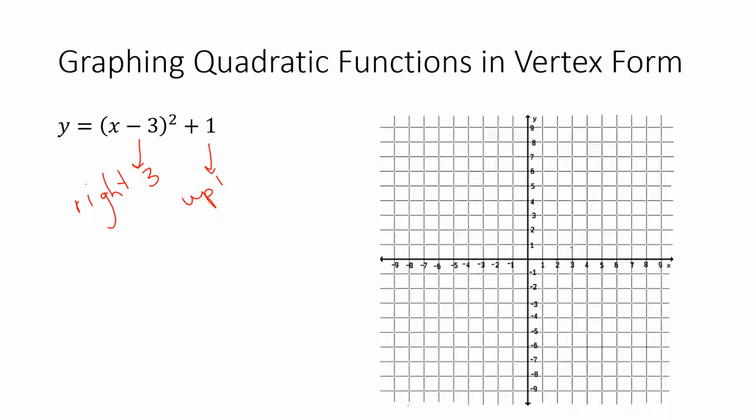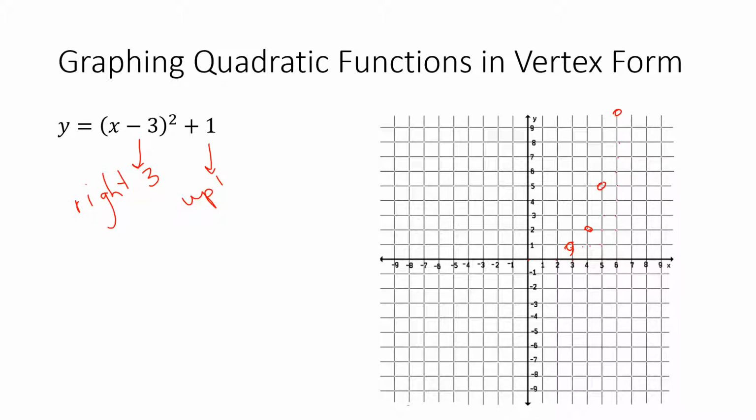So I'm going to start with this vertex. And I'm going to go over 1, up 1. That's my second point. Now back to the vertex, I'm going to go over 2, up 4. That's my next point. Now back to the vertex. Now I'm going to go over 3, 1, 2, 3, up 9. 1, 2, 3, 4, 5, 6, 7, 8, 9. Puts me just up above the graph.